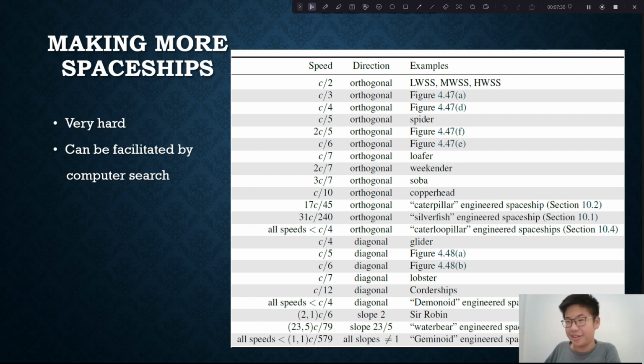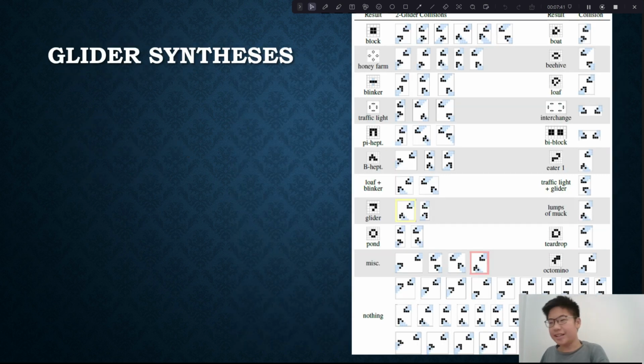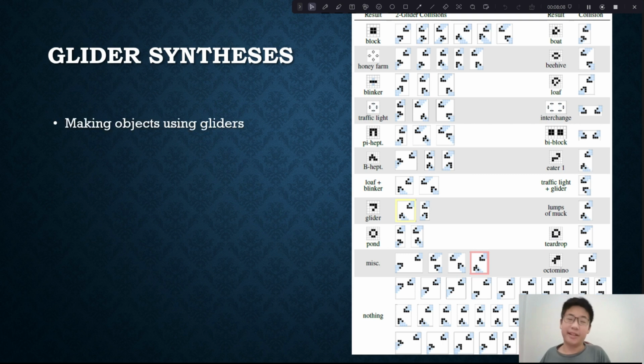You can try figuring this out by yourself, or you could download some software from LifeWiki or whatever, or create your own software to find new spaceships. And what about glider syntheses? Well, these are basically all the many ways you can smush gliders together from far away. This is how you actually use this glider logic. You can use some of the more bland collisions which don't form anything, and there are all the results you see here that you can create from just 2 gliders.